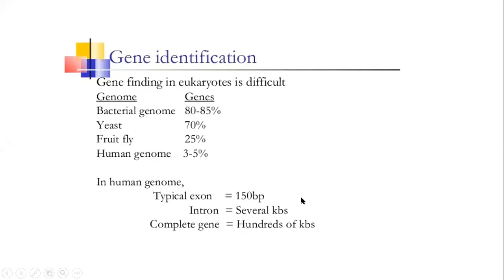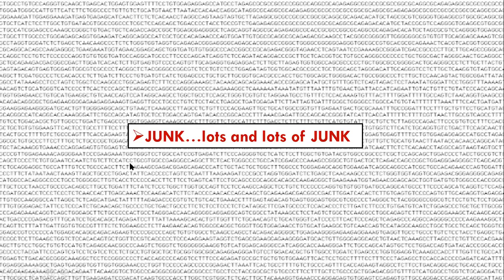So based on that, you need to use computational methods, ORF finders. You need to annotate each individual gene on your own. So only 2 to 3%, or 3 to 5% basically. And you're talking about a lot of junk. We have lots and lots of junk DNA.